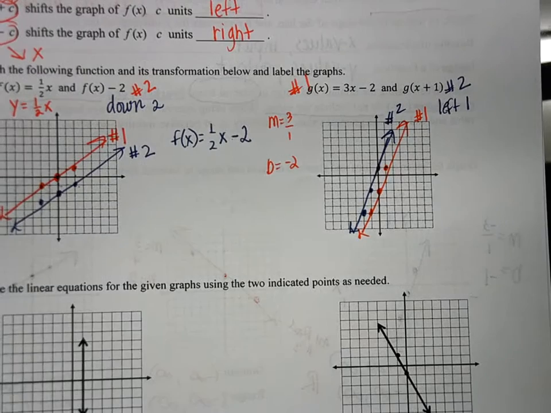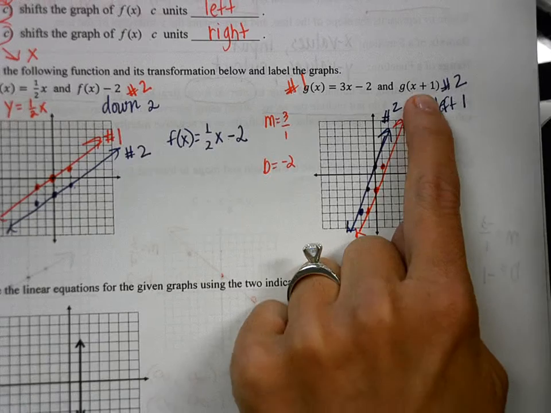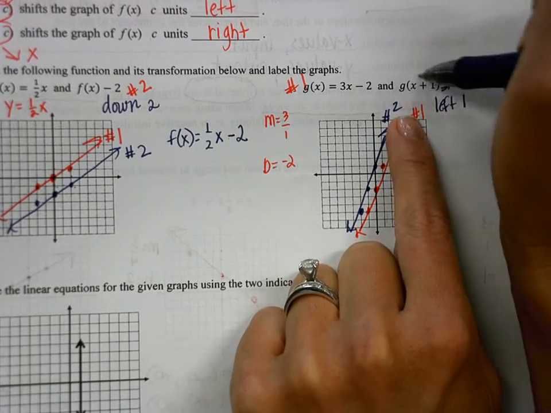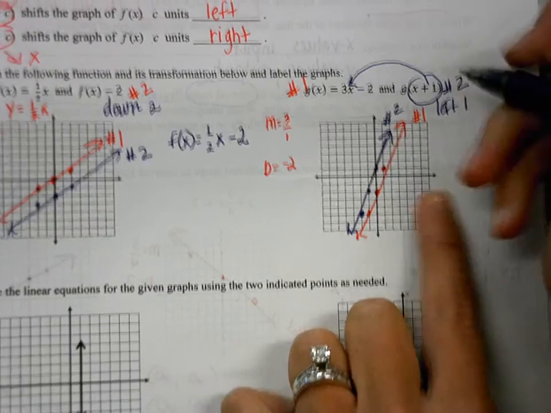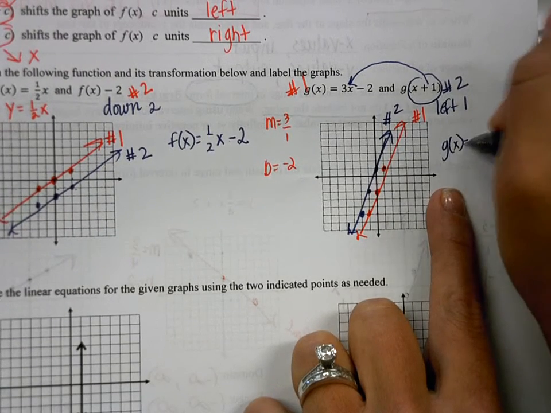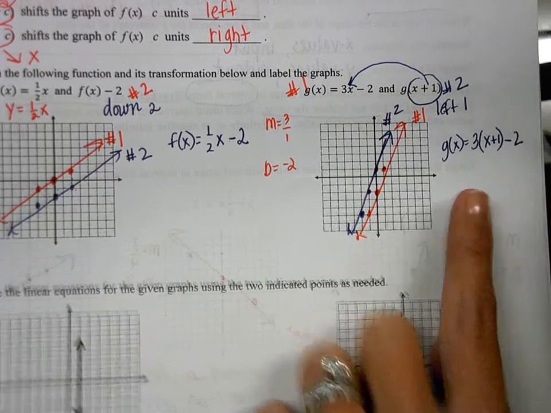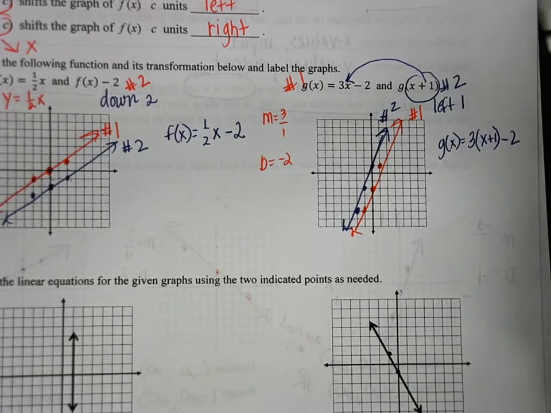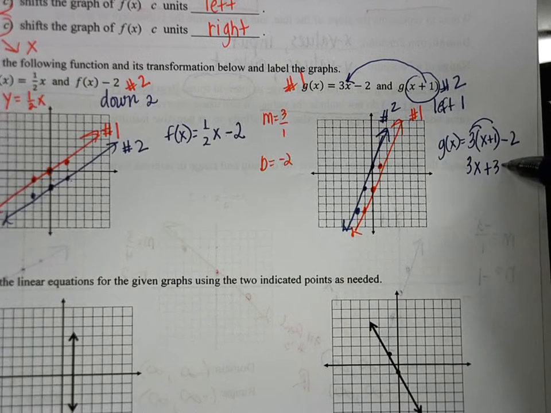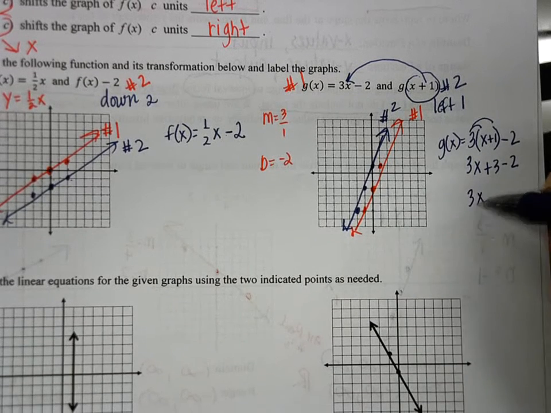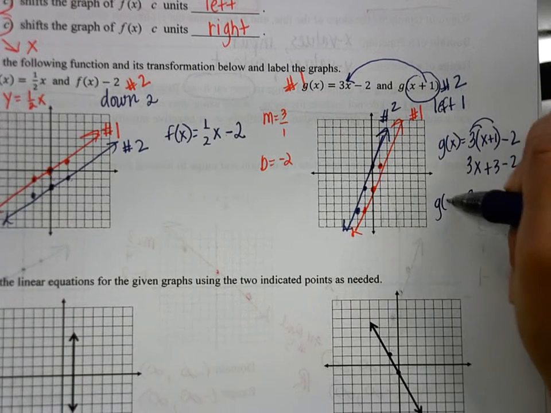And I'm going to show you mathematically how this works. So this x plus 1 gets put in for x into this equation. So if I were writing this, g of x equals, and I'd write this as 3 times x plus 1 minus 2. Okay, we would distribute this, and I get 3x plus 3 minus 2, and I get 3x plus 1. So my g of x equation is 3x plus 1.